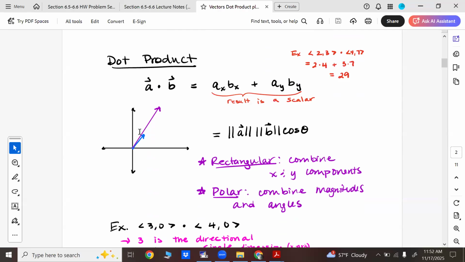So you get (2, 3) and (4, 7). It's kind of like, this is your Mario Kart, and that's your booster. When you actually apply the booster, it's going to be a number. So the dot product is always a number, just so you know. It's not a vector. You multiply 2 with 4 and 3 with 7. So 2 times 4 is 8, 3 times 7 is 21, and 8 plus 21 is 29.